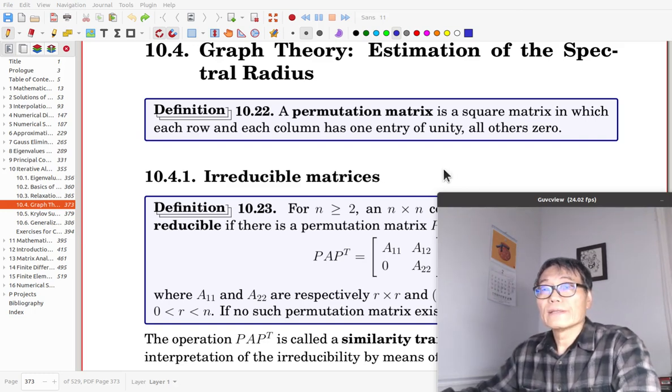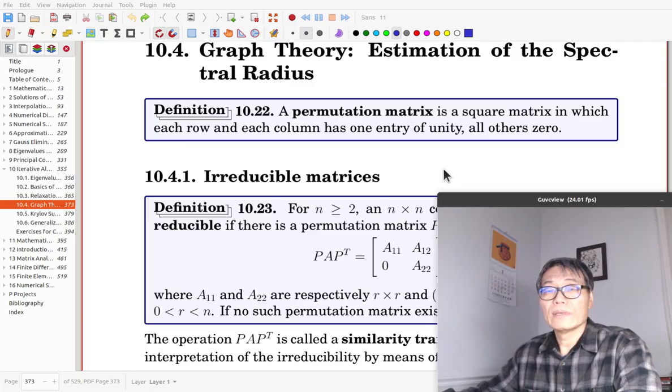In this section, we'll explore some graph theory for the estimation of the spectral radius, particularly for iteration matrices of relaxation methods you studied in the previous section. Let's get started with a definition. A permutation matrix is a square matrix in which each row and each column has one entry of unity, with all others being zero.